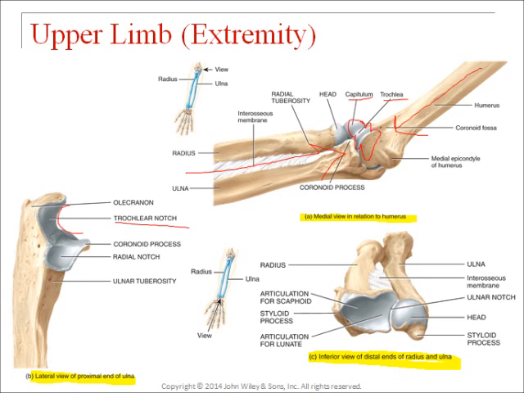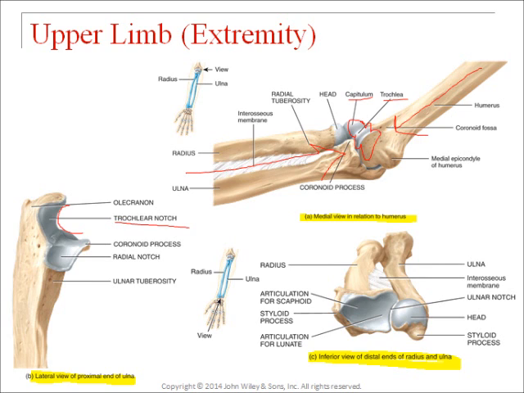So we have the head of the radius, the neck of the radius. Also at the proximal end in purple, we have a large tuberosity, which will simply be called radial tuberosity. Then at the distal end of the radius, in red, we'll have the styloid process.